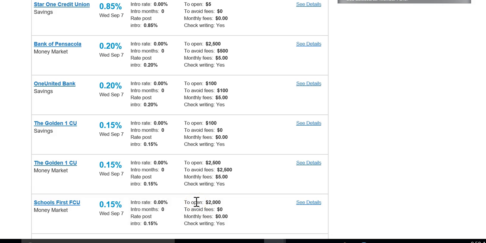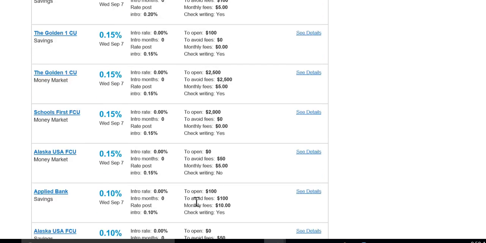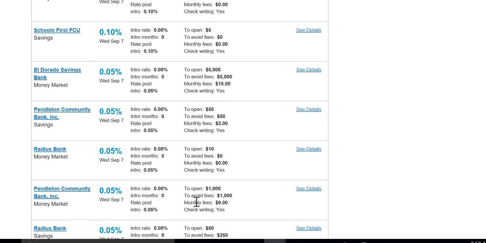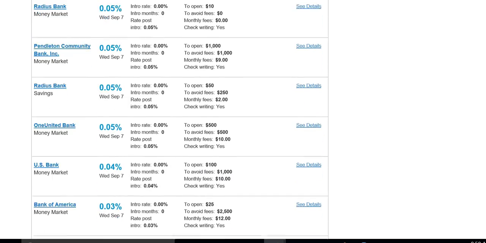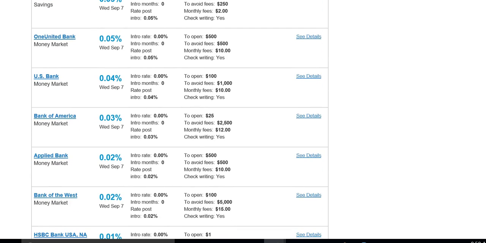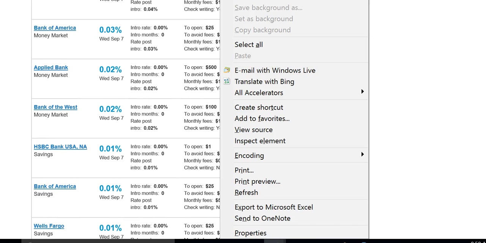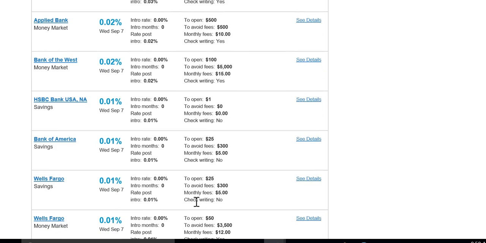Okay, back here. So that's Golden One. Typical bank students might use. I'm going to scroll down here, and I'm going to now go to U.S. Bank, Bank of America, right here. And that's Bank of America Money Market. It's 0.03. Here's Bank of America's Savings.